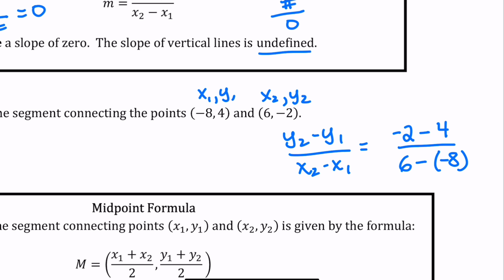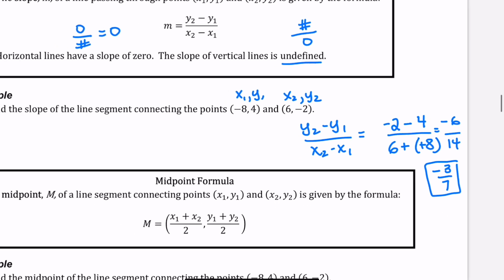So -2 minus 4 is going to be -6. And 6 minus a -8 is the same as 6 plus 8, which is 14. Now -6 over 14, both 6 and 14 are even numbers, so we can divide them by 2, and we get -3/7 would be the slope of number 1.